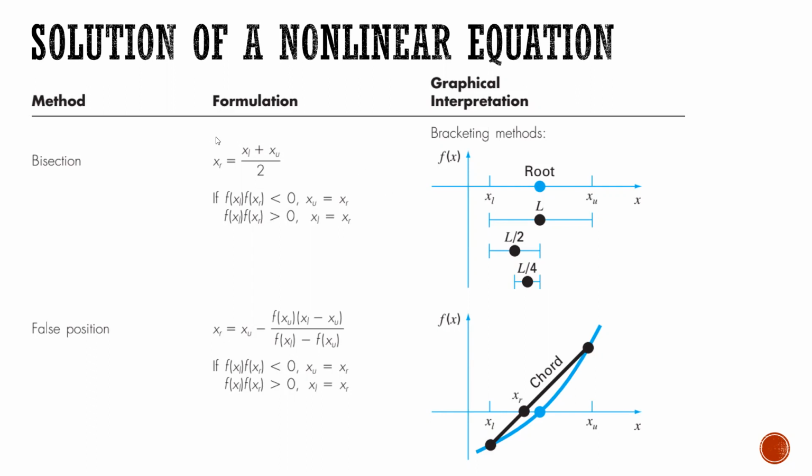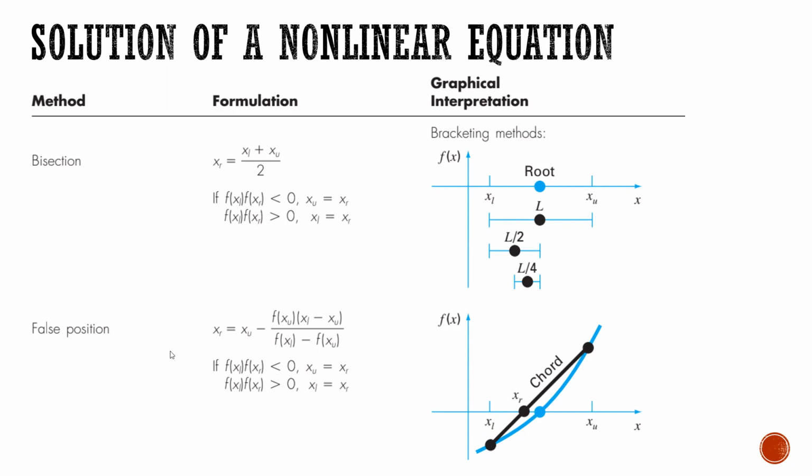The formulation is given here: xr equals xl plus xu by 2. If f(xl) times f(xr) is less than 0, xu is equal to xr. If it is greater than 0, then xl is equal to xr. And this way we continue until convergence.